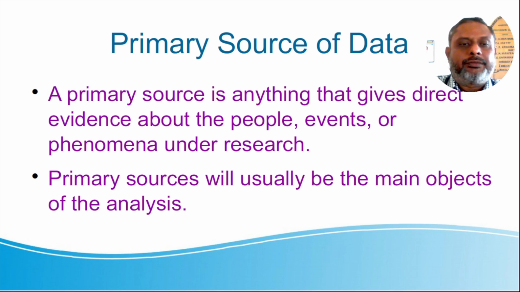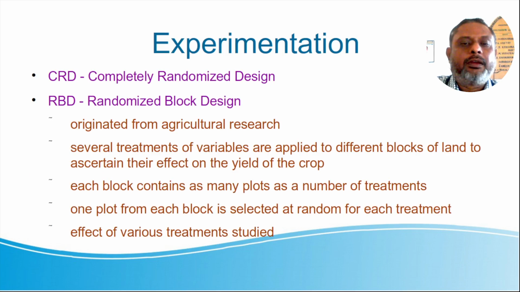The primary source of data is anything that gives direct evidence about the people, events, or phenomena under the research. Primary sources will usually be the main objects of the analysis. Let us look in a bit more detail at what experimentation is. In experimentation, we need to conduct an experiment, and for conducting the experiment, we are trying to collect the data for our purpose.